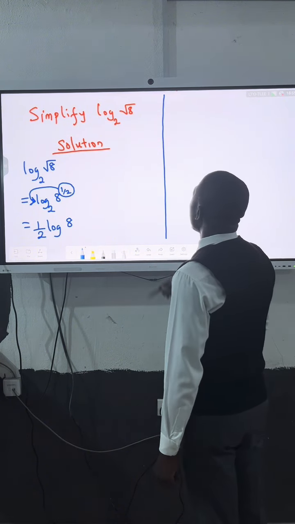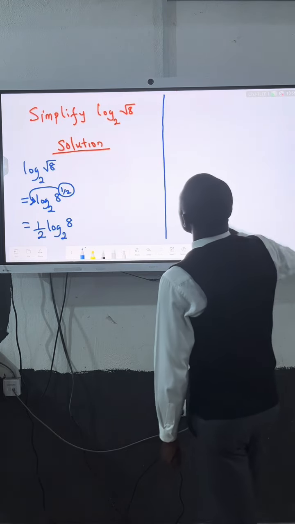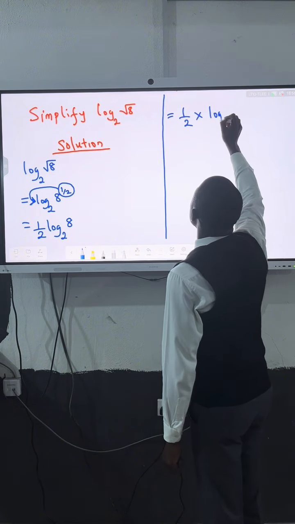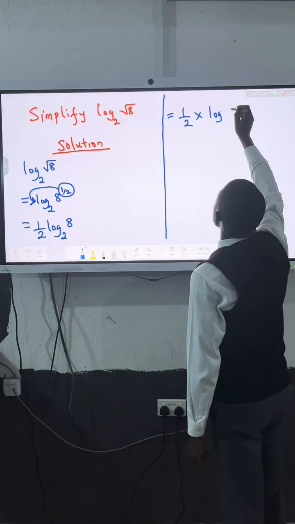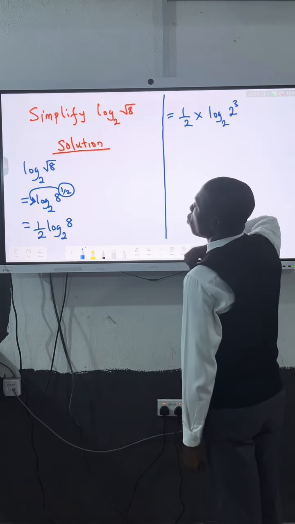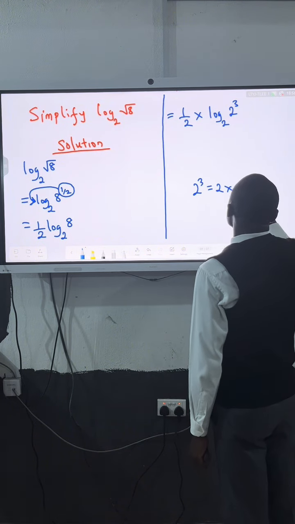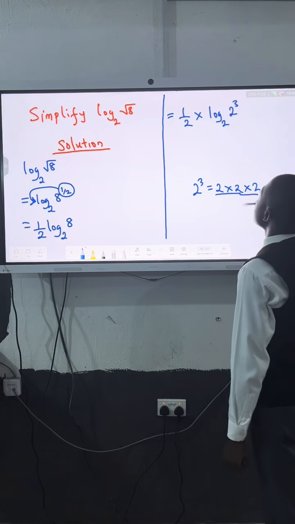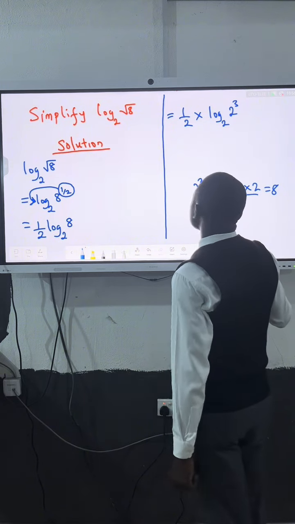So here now, what are you meant to do? You're going to pick it up from there and say this is 1 over 2 multiplied by log of 8, and 8 has a connection with 2. So let's manipulate the 8 as 2 raised to power 3 to the base of 2. 2 to power 3 means 2 times itself times itself. So 2 times 2 is 4, and 4 times 2 will give you back your 8. That's the aim. Is that okay?